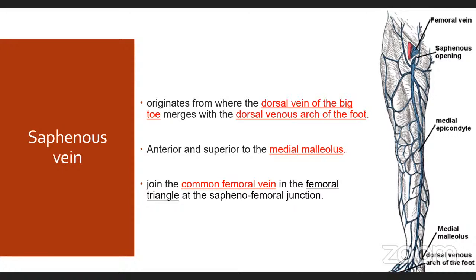It then ascends at first medial and then slightly posterior to the medial aspect of the tibia. The vein then passes medial to the knee, around 5 centimeters posterior to the medial aspect of the patella. From the knee, the vein continues up the medial aspect of the thigh to join the common femoral vein in the femoral triangle at the saphenofemoral junction.